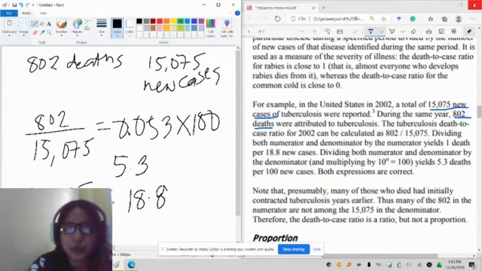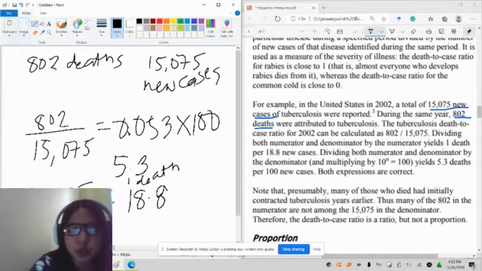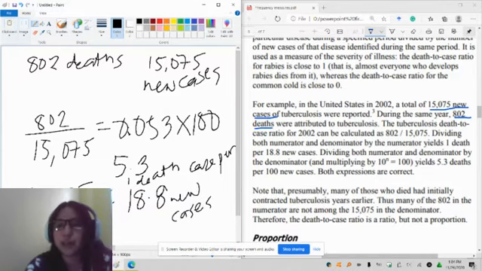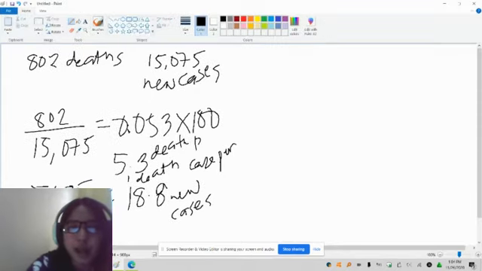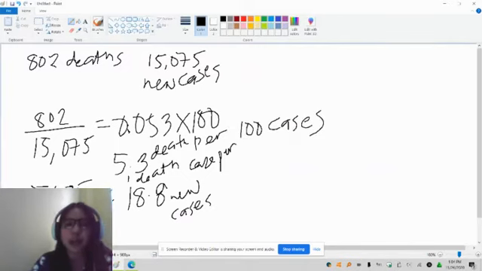Here we know that for every one person or one death case, there is one death case per 18.8 new cases. While if we are going to use 5.3, this is the number of deaths: 5.3 deaths per 100 cases. It is per 100 cases simply because we multiply it by 100.